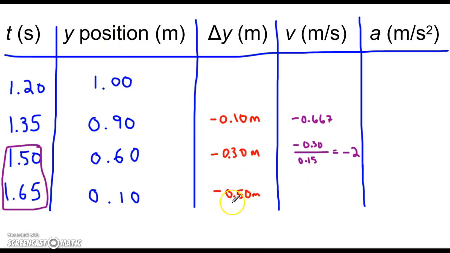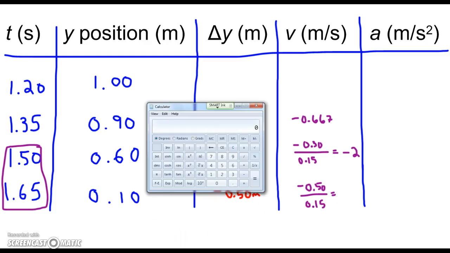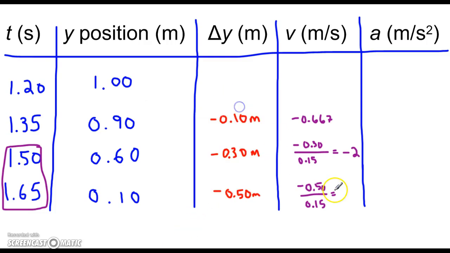Next one is the final, the last of our intervals. So the displacement during that interval was -0.50. How long did that interval last? Again, it was 0.15. And this comes to -3.33. 3.33 is what I got.